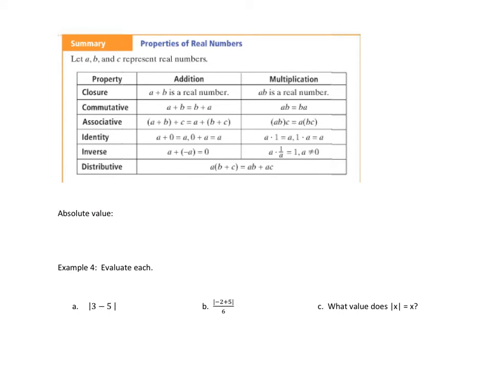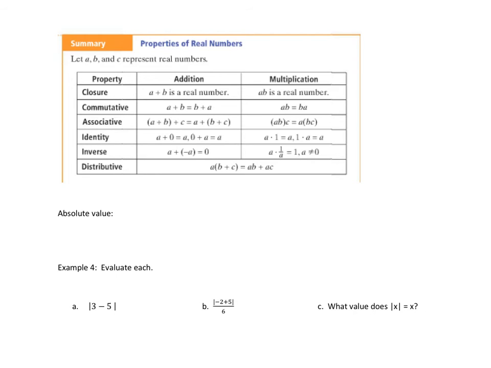Also, this is going back to properties of real numbers. So closure means that real numbers are closed under addition. That means that when you add two real numbers, you get a real number. When you multiply two real numbers, you get a real number. That's what closure means. Commutative property means you change the order, just like you would commute Greenville to Grand Rapids to Greenville to get home. Associative means that you're changing the grouping symbols. The order is the same, but the grouping is different.